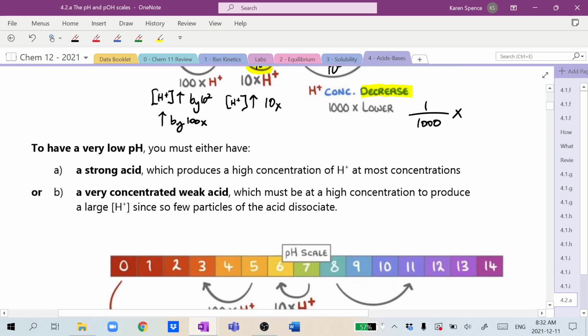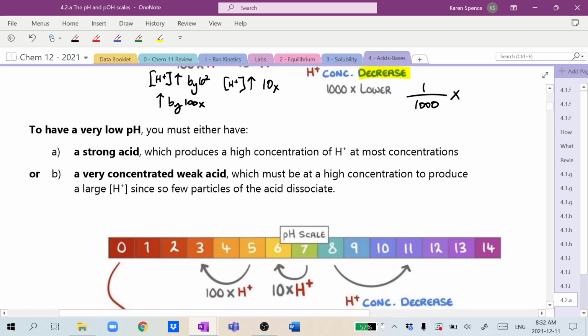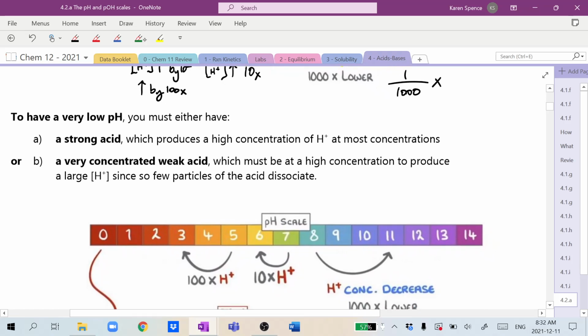Now, to have a very low pH, you've either got to have a strong acid, because strong acids dissociate completely, they will produce a high concentration of H+ at most concentrations. If you want to have a very low pH with a weak acid, that weak acid is going to have to be very concentrated. That's going to make up for the fact that so few particles of the acid actually dissociate.